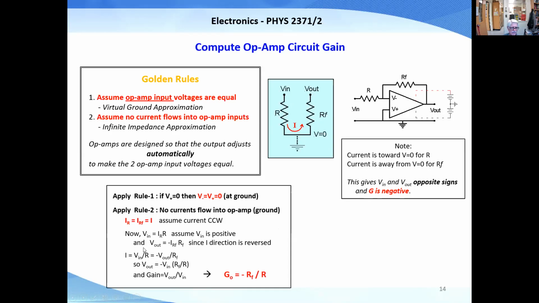You have the same current flowing through either one, and you get the ratio of V out over V in, and it's just minus RF over R. What could be simpler, huh? What could be a simpler formula than just a ratio of two resistances to give you the gain? Very simple, very simple.